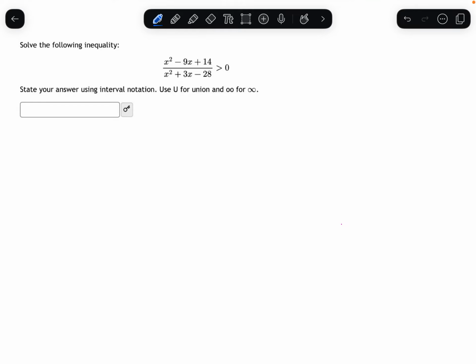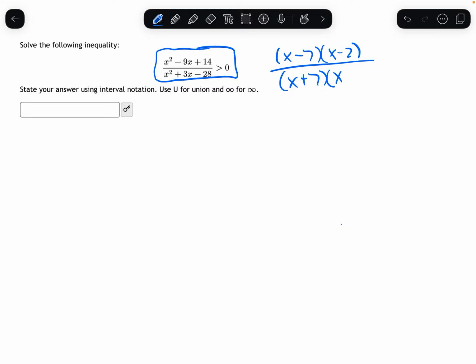When you're trying to solve a rational or polynomial inequality, the first thing you need to do is compare the expression to 0. So we have that already set right here. It's greater than 0. Next, you're going to factor the numerator and denominator. If we factor the numerator, we get x minus 7 and x minus 2. We factor the denominator, we get x plus 7 and x minus 4. So that's all greater than 0.